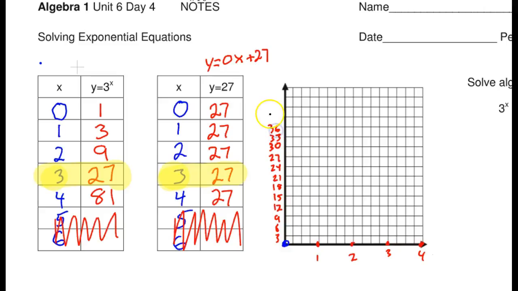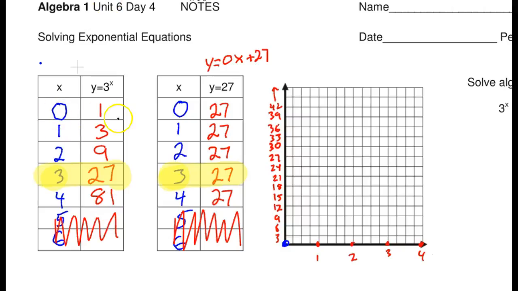And since I already know, I keep going. You can see why I kind of stopped. I don't really need to go up to 81. We already know they're going to intersect at 3, 27, so as long as we have the intersection plotted, that's the main point.